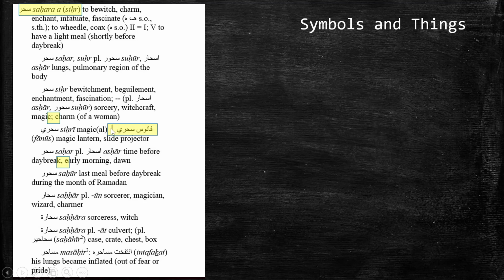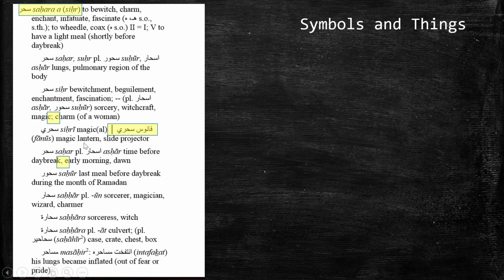We talked in the very first video, we mentioned this vertical line here, and we said that once we see this vertical line, the author has mentioned that the definitions have stopped. And at this stage, he's going to give us sample sentences, phrases, idiomatic expressions that utilize the word. And so here he gives us the term fanus sihri, which is a magic lantern. So that's how you would say magic lantern. Or it's also a slide projector.